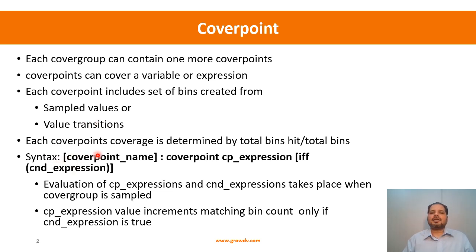And then each coverpoint's coverage is determined by total bins hit divided by total bins. If you remember, as a part of our coverage report analysis in the previous example, when we had done only write, the read write coverpoint, which had two bins, was showing only 50%. The total bins hit was 1, and the total number of bins was 2, so 1 divided by 2, it was showing 50%. That's how the coverage gets computed for the coverpoint.